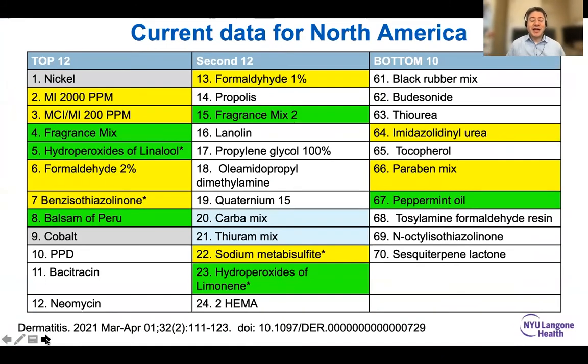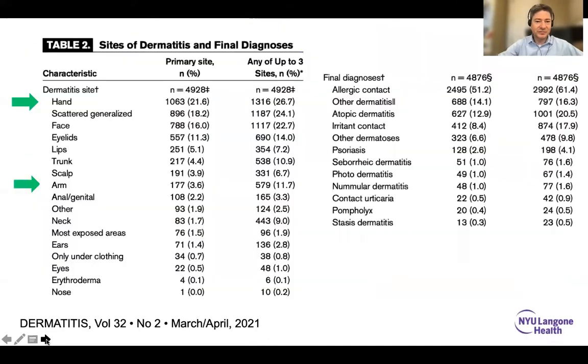So if we look at the top data for the North American Contact Dermatitis Group Standard Allergen Series, we will see metals, preservatives, and fragrances top the list of all comers for allergic contact dermatitis, but we also see key allergens causing hand and foot eczema right at the top of the list.